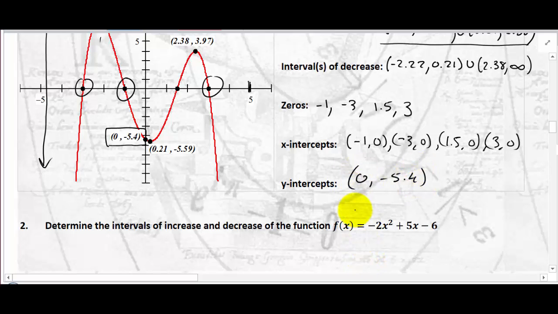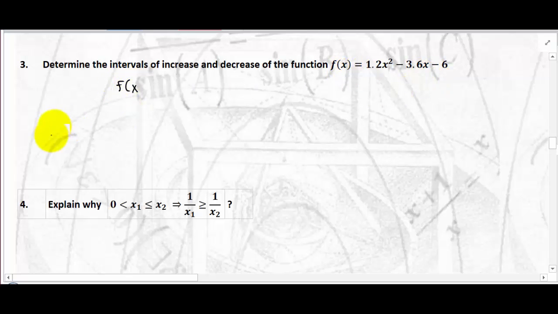Let's go over a second example. I'm going to let you do number 2, and I'm going to do number 3. Number 3: find the interval of decrease of this function. Well, we know this function. We know it's a parabola. So it's either going to be like this or like this. Therefore, I'm going to need the vertex, actually just the x-coordinate of the vertex. So let's go fetch it.